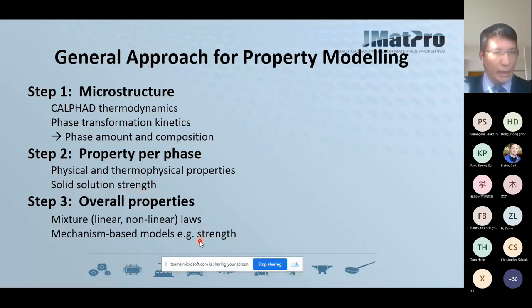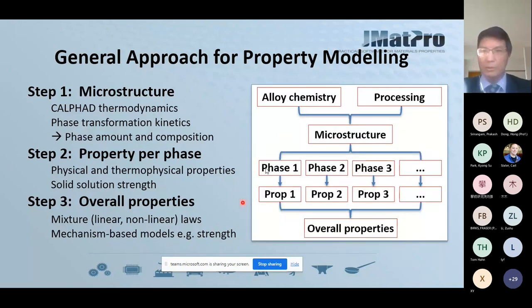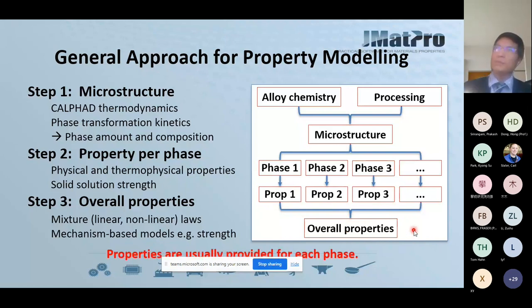You use different modeling techniques, which can be simply linear or nonlinear fraction mixture laws, or it can be mechanism based, for instance, when you do stress modeling. Let's say alloy chemistry and processing, you get microstructure, right? And microstructure typically contains phase one, phase two, phase three, and so on. And step two calculates property one, property two, and property three. And then you calculate the overall properties. So as you can see, naturally, the properties are usually provided for each phase.